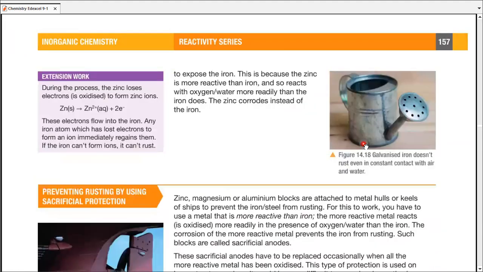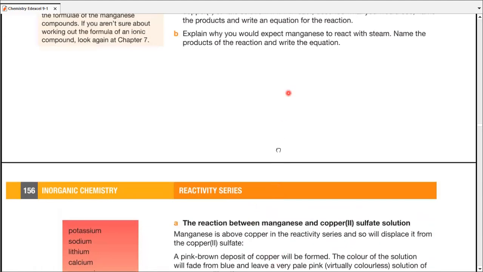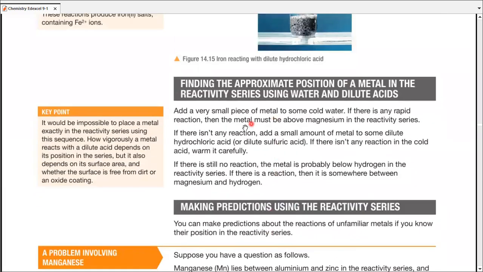So let's go back and discuss it. If you have a metal, add a very small piece of it to some cold water. See the observation. Is there a rapid reaction? If there is, it should be above magnesium. If there isn't any reaction, add a small amount of metal to some dilute hydrochloric acid. If there isn't any reaction in cold acid, warm it carefully. If there is still no reaction, the metal is probably below hydrogen. If there was some reaction, the metal should be placed between magnesium and hydrogen.